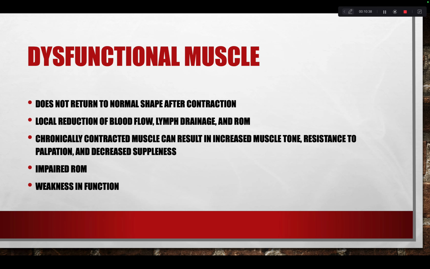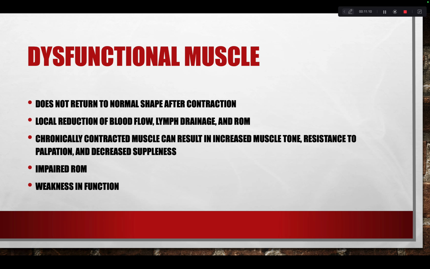Dysfunctional muscle does not return to normal shape after contraction. So this is when you might get the trigger points or adhesions that start to form because those fibers contracted and never went back, right? It's not going to be the whole muscle, but it's going to be specific fibers or a clump of fibers. You have a reduction of blood flow, reduction of lymph drainage, and a decreased range of motion.